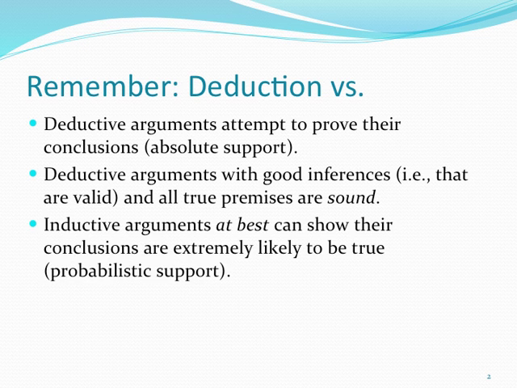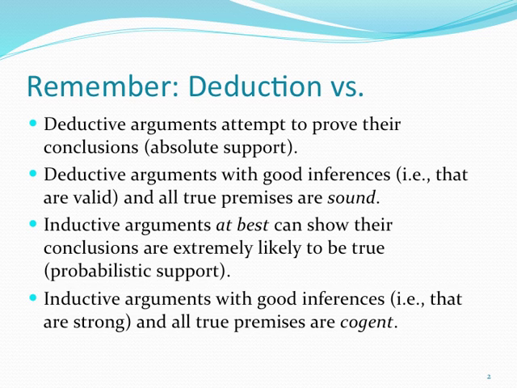Inductive arguments, on the other hand, at best can show their conclusions are extremely likely to be true. They offer probabilistic support. If you have a good inductive argument, then it's cogent, and that means the inference is good, in other words it's strong, and it has all true premises as well. So whether it's deductive or inductive, if it's going to be a good argument, it has to have all true premises. And then it's just a matter of the inference. Is the inference valid or strong?